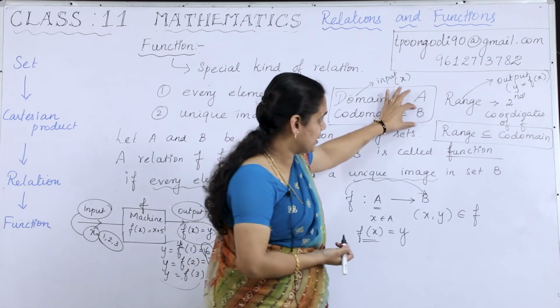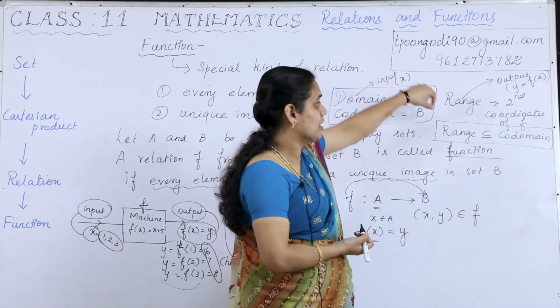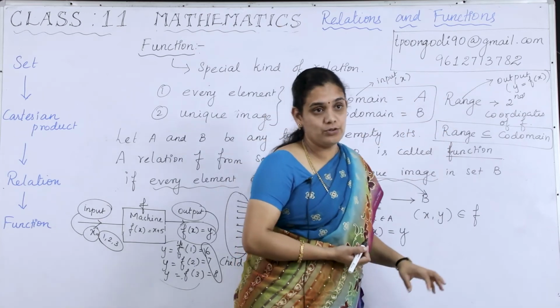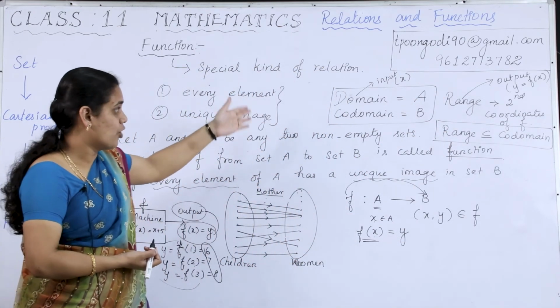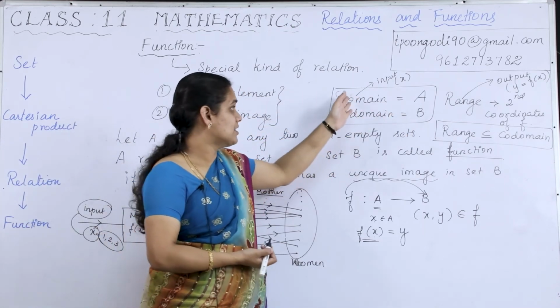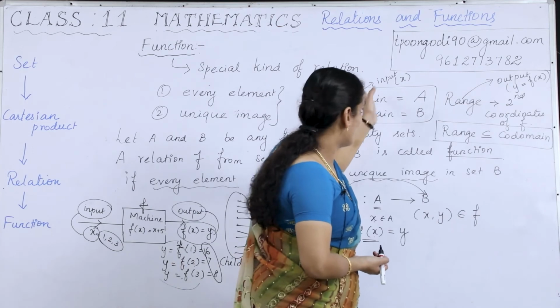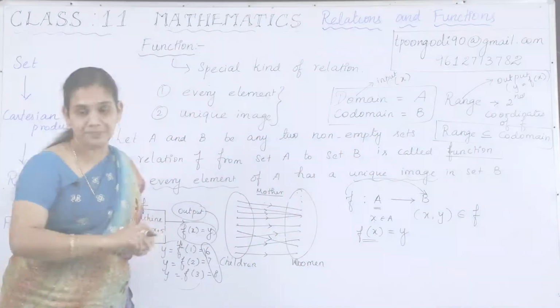Codomain is B. Range is the second coordinates of f. In short, you can write it with your pencil in your textbook. Then it is easy for you to learn, because there will be a 4 mark question every year: find the domain and range of the function. If you do not know the meaning of domain and range, it is very difficult to solve that problem.